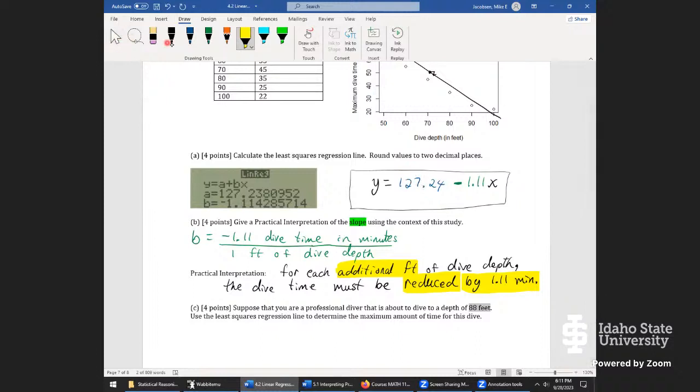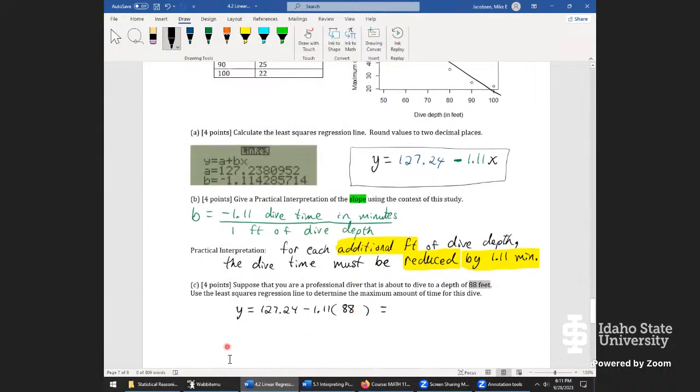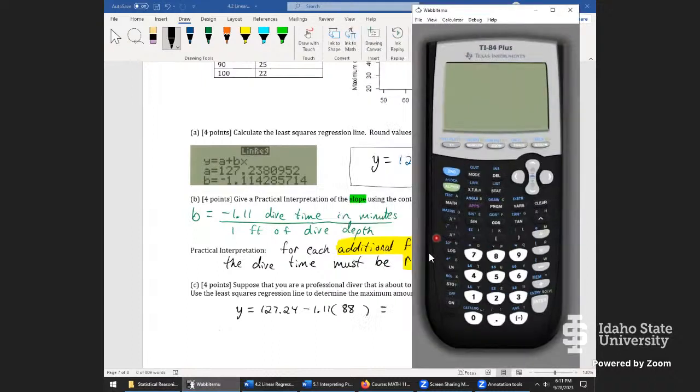First thing we have to do is write down y equals 127.24, put in a minus 1.11. And the value in question here, diving to 88 feet, that's what's going to take the value of x. X was the horizontal axis for dive depth, so it does make sense to throw that inside here. So I'll just put it in without the unit, just 88. So the output is going to be time in minutes.